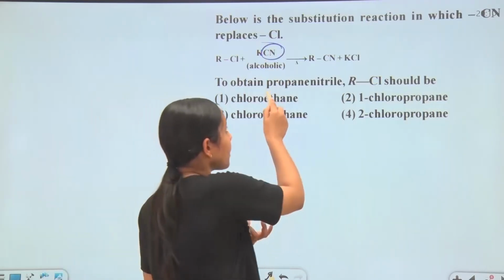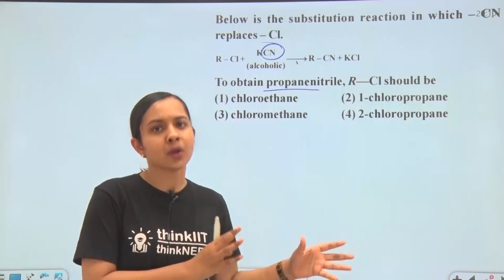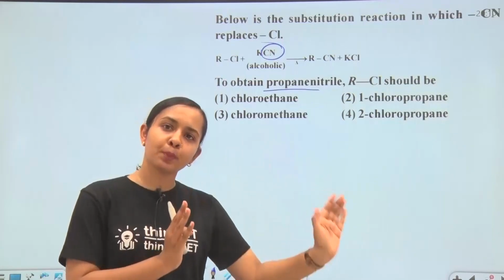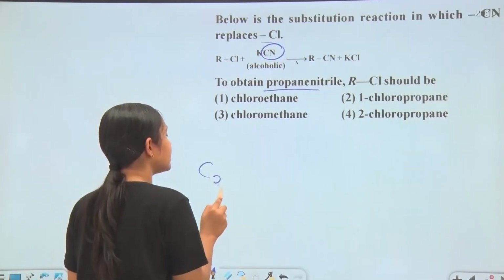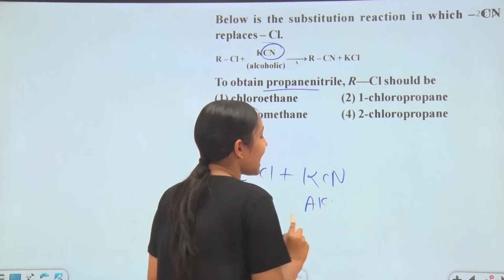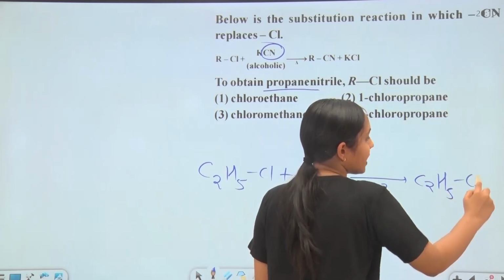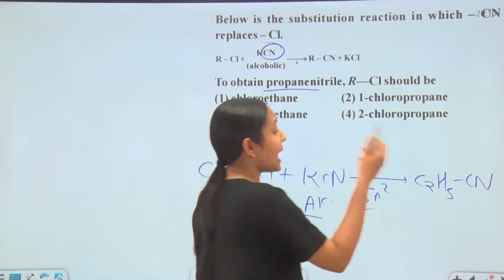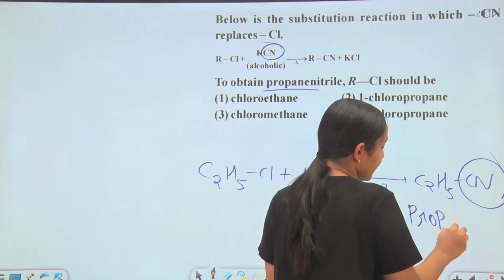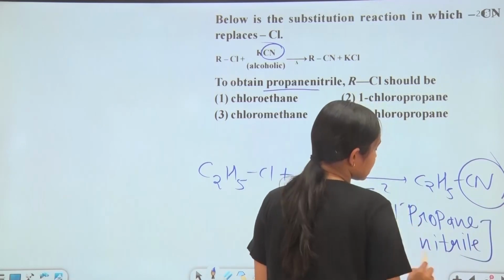That means if we want to obtain propane nitrile, we should use an alkyl halide with 2 carbon atoms, because by this reaction the carbon of the CN group is added and it will become propane from ethane, right? So we will use here C2H5Cl and this reaction proceeds by alcoholic KCN, using the SN2 mechanism and we will obtain C2H5CN. Now you can see we have 3 carbon atoms, 1, 2, 3, and we have the cyanide group also as a functional group. The name of this compound is propane nitrile, right?